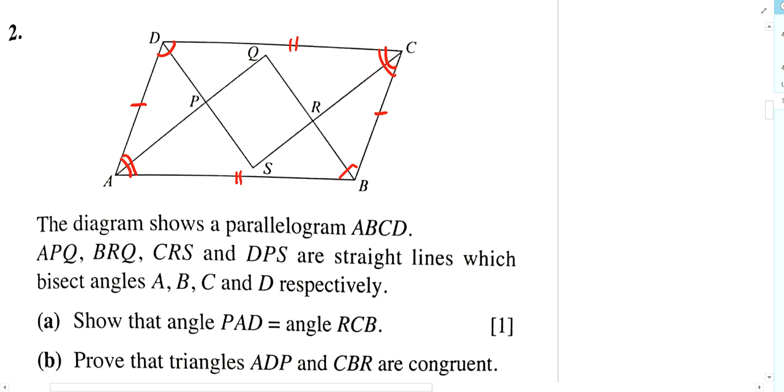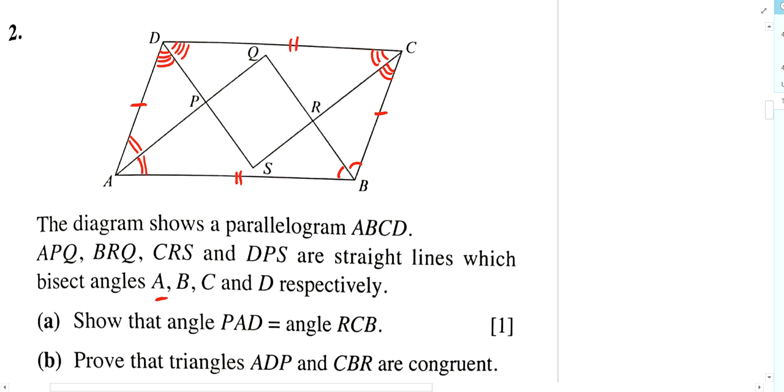Then it says that I've got straight lines which bisect angles A, B, C, and D respectively. Okay, I think too much information over here. I shall remove this first because that's quite basic. So it bisects angle A. APQ, this line over here bisects angle A, meaning this angle and this angle are the same. Angle B, so this one and this one are the same. Okay?